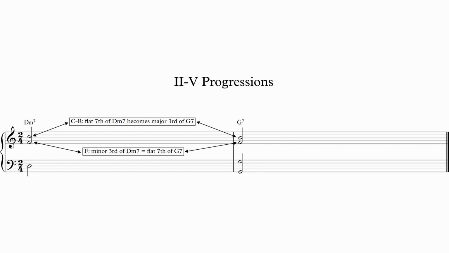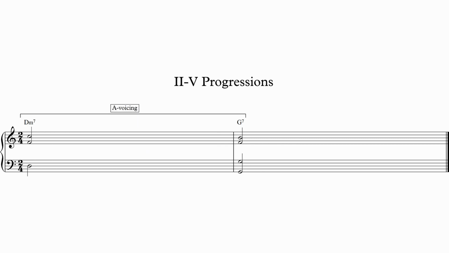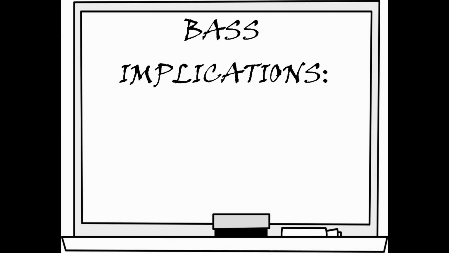This particular voicing of the 7th above the 3rd in the 2 chord is known as the A voicing. But we can also invert it to flip the voicing so that the 3rd is on the top. This is known as the B voicing. Now, before we even move on to adding any upper tensions, there are already several musical interactions at work here, with some interesting implications.